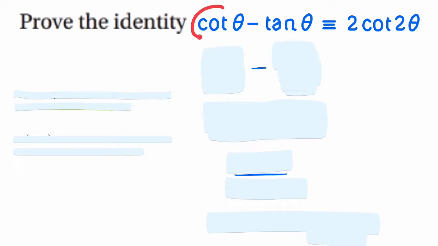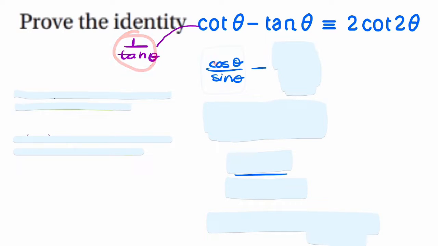So you can start with the definition of cotan and tan. So cotan is 1 over tan, isn't it? And tan is sine over cosine. So 1 over tan will be cosine over sine. And tan is sine over cosine. So that's your first step. You rewrite your cotan and your tan.